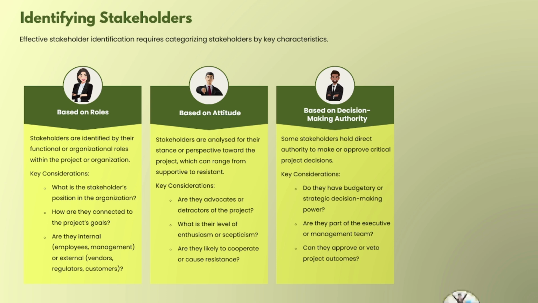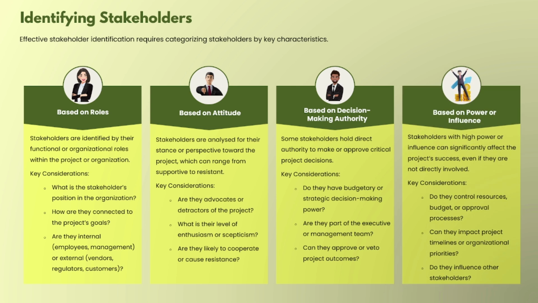And the last characteristic is based on power or influence. These are the stakeholders with high power or influence who can significantly affect project success even if they are not directly involved in the project. The key consideration here is, do they control resources, budget or approval processes? Means again the budget comes, then the approval processes. Do they really have this kind of power? We need to identify.